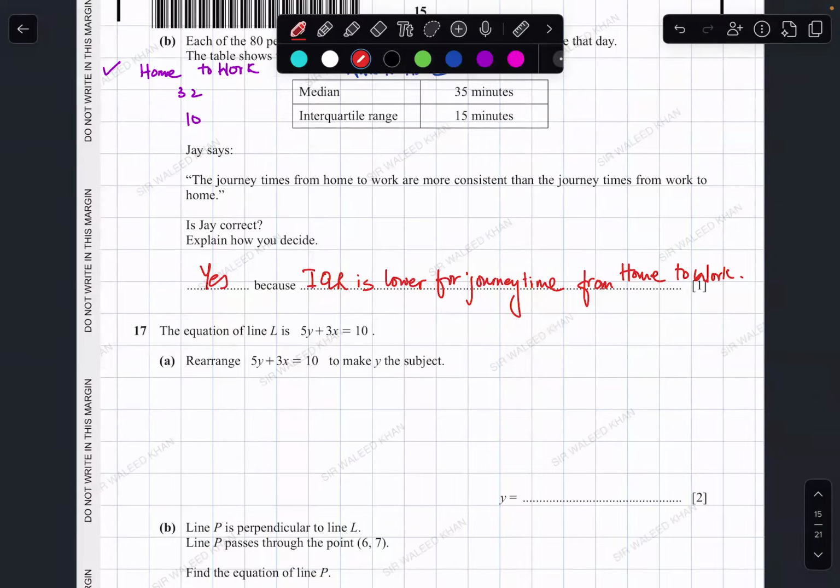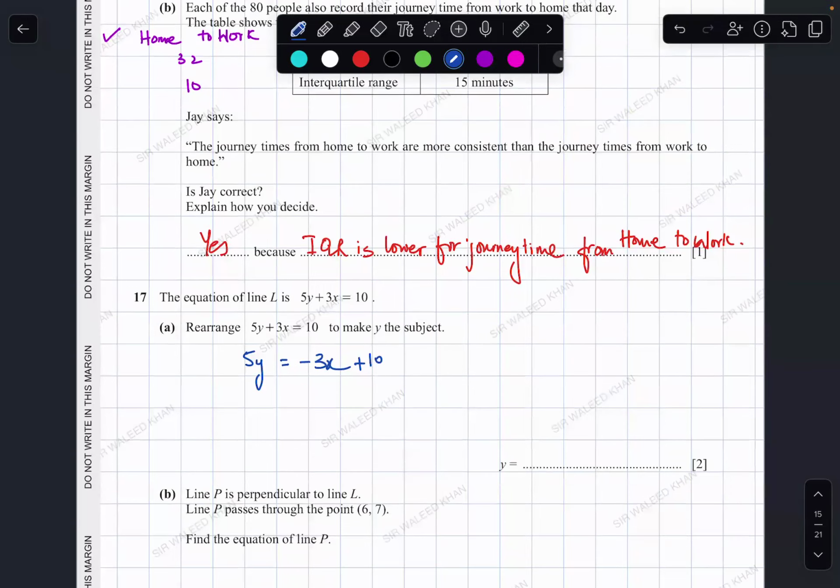Okay. Question number 17. The equation of line, this, rearrange to make y the subject. To rearrange and make y the subject. Okay. Now I'm going to move everything except y. Okay. And this will be y is equal to negative 3 by 5 x plus 10 by 5. So you have y is equal to negative 3 by 5x plus 2.